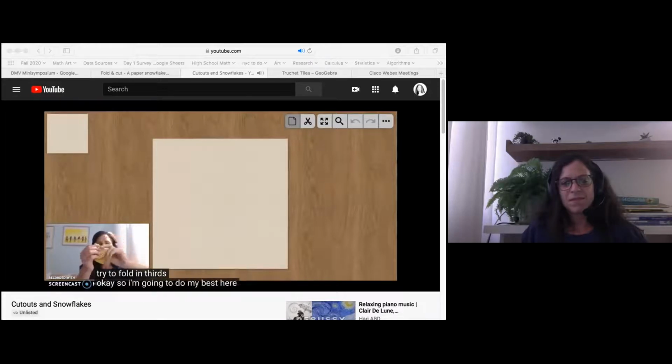Okay, so I'm going to do my best here. Figure something like that, and then cut it up. And lo and behold, we get a D3. So 3 reflection lines and 120-degree angle of rotation.